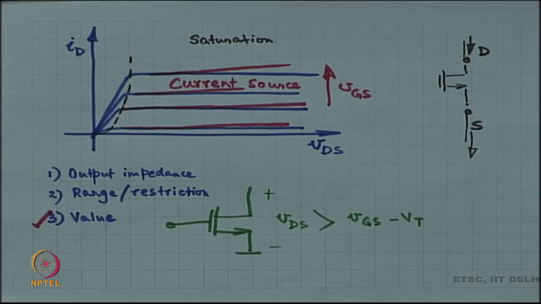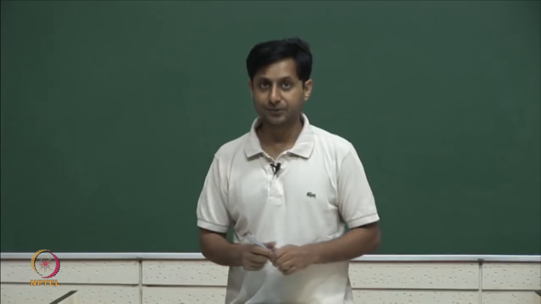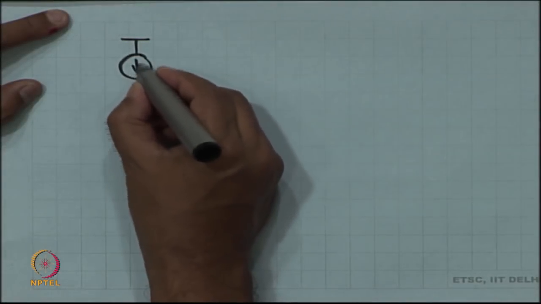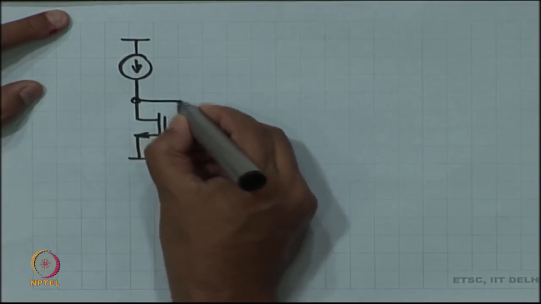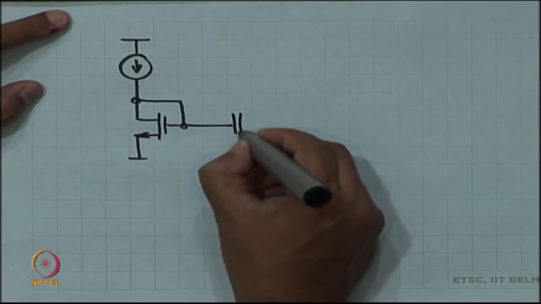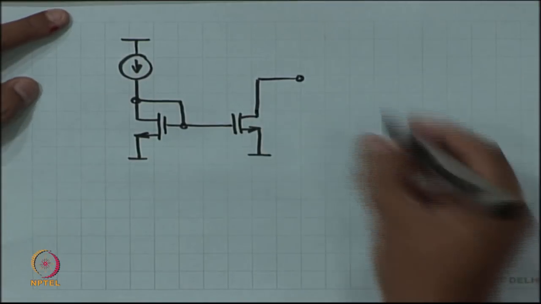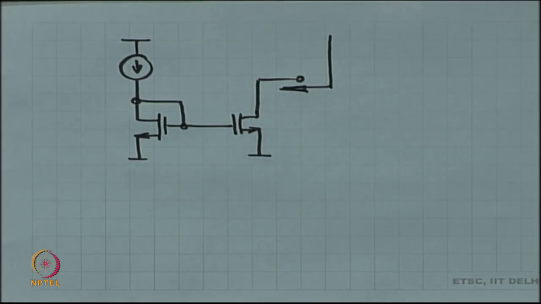Next what we are going to do is, we are going to look at output impedance. So, let us first think of the output impedance of the basic current mirror. So, I am going to look in from outside, what is the impedance that I am going to see, small signal impedance that I am going to see.